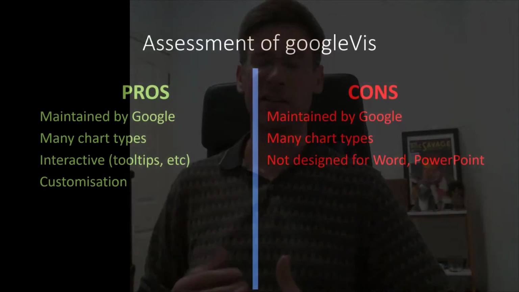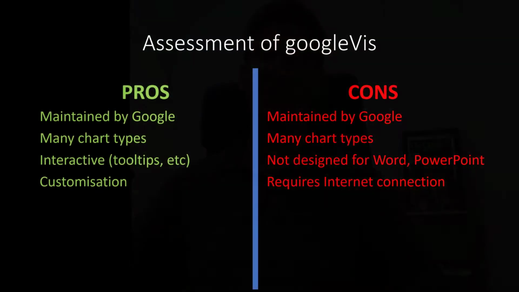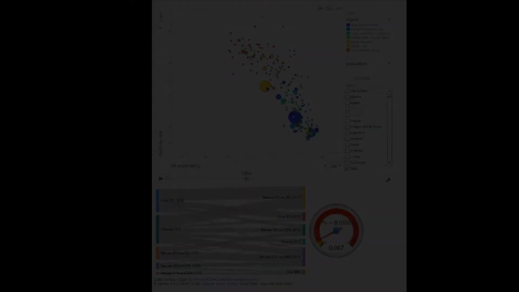Another pro is the fact that it's customizable. This is built on top of a JavaScript API. So if you know JavaScript, you can use your knowledge in order to customize the colors, the sizes, etc. Now, the final con I want to talk about is that this does require an internet connection. So even if you do all of your processing offline, you've got all of your data ready and everything else, because you're hitting the Google API, you need to have an internet connection working in order to use it.